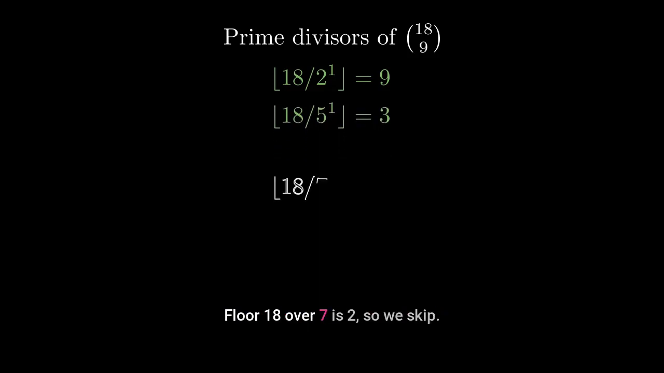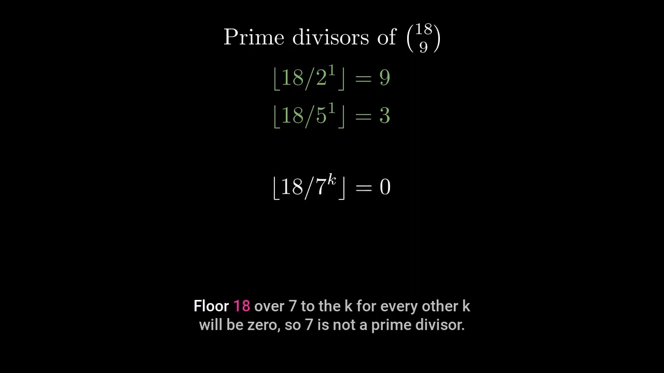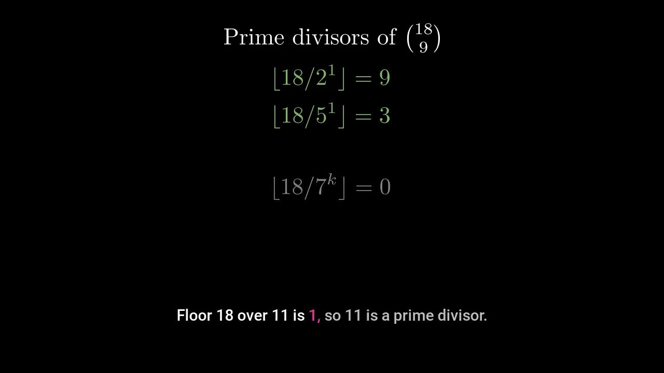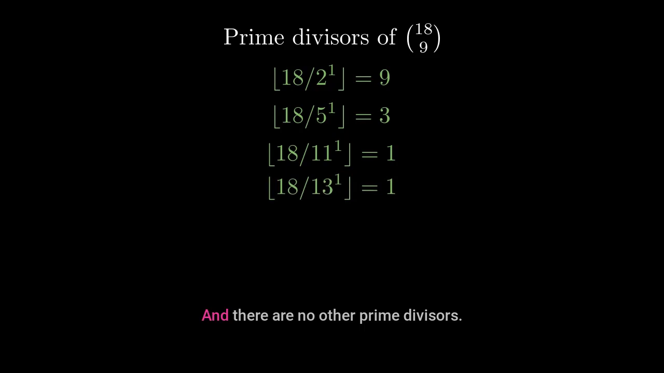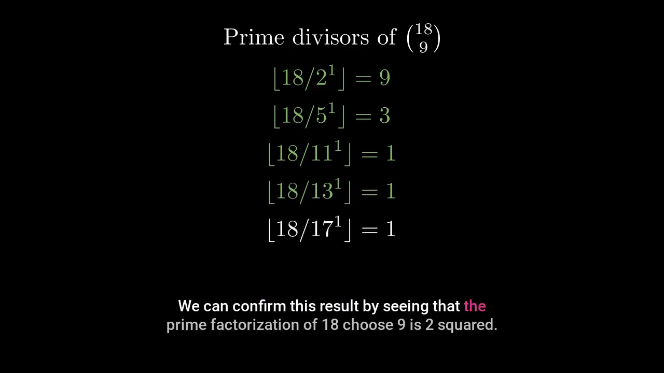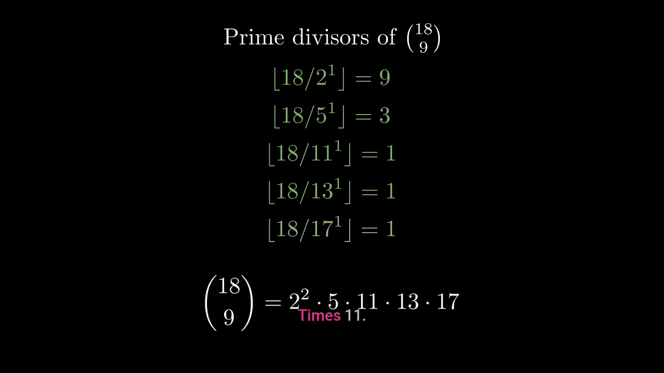Floor 18 over 7 is 2, so we skip. Floor 18 over 7 to the k for every other k will be 0, so 7 is not a prime divisor. Floor 18 over 11 is 1, so 11 is a prime divisor. Floor 18 over 13 is 1, so 13 is a prime divisor. Floor 18 over 17 is 1, so 17 is a prime divisor. And there are no other prime divisors. We can confirm this result by seeing that the prime factorization of 18 choose 9 is 2 squared times 5 times 11 times 13 times 17.